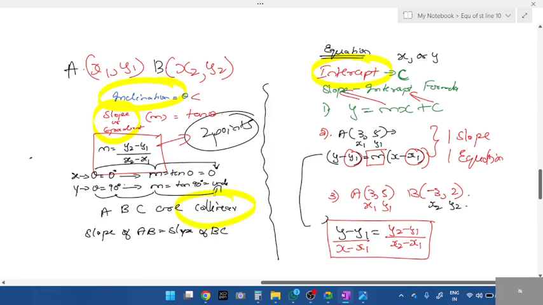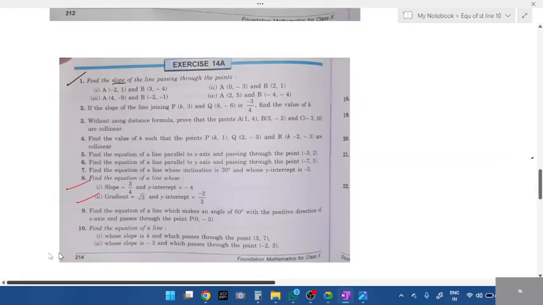Then collinear. This entire exercise, only these 4 points. Along with this, you have another two, that is parallel and perpendicular. Even those are keywords. So inclination, slope, gradient, collinear, intercept. These are the four keywords.